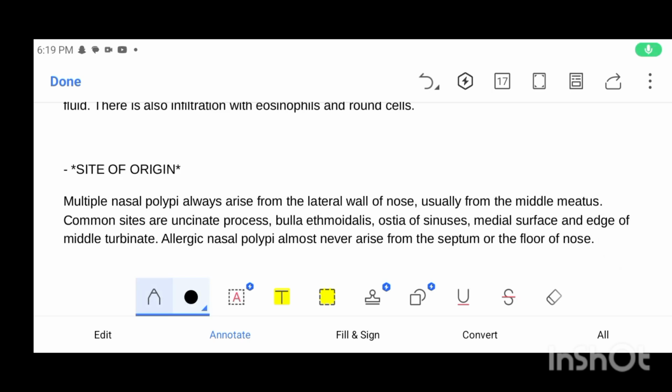It usually arises from the lateral wall of the nose, usually from the middle meatus, uncinate process, bulla ethmoidea, ostia of sinuses, middle meatus surfaces, and the edge of the middle turbinate.